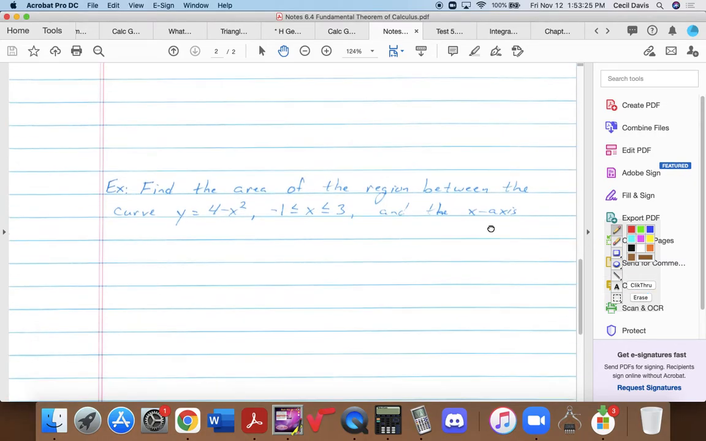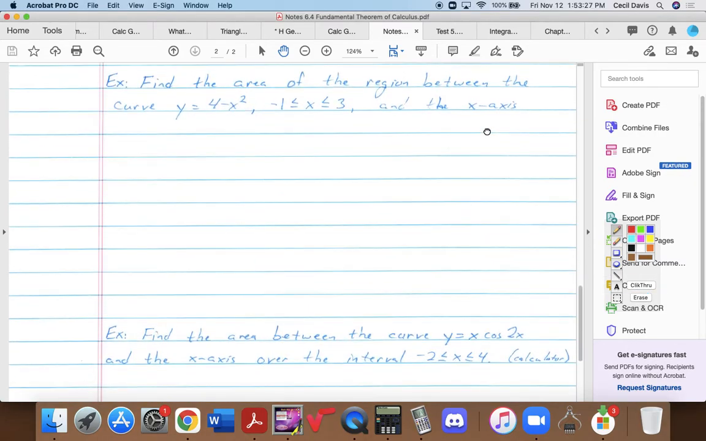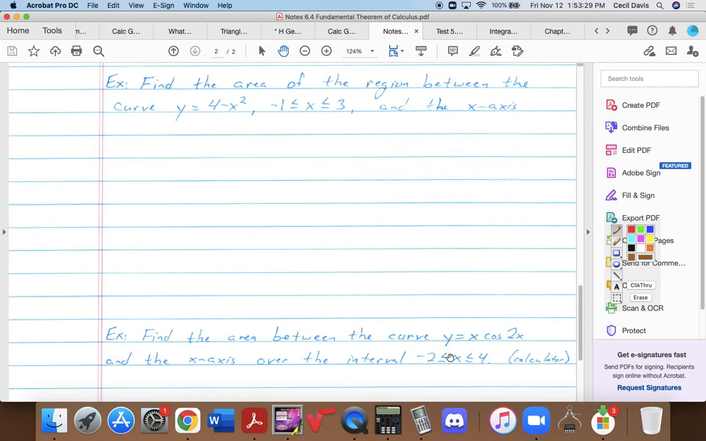Another kind of problem you can do is our area problems. So far, we've been restricted to area problems where the top of the function was some sort of line. Either it made a trapezoid, or a rectangle, or some sort of triangle. But now we can do it without that. So if I've got the area of the region between the curve 4 minus x squared, between -1 and 3, and the x-axis.